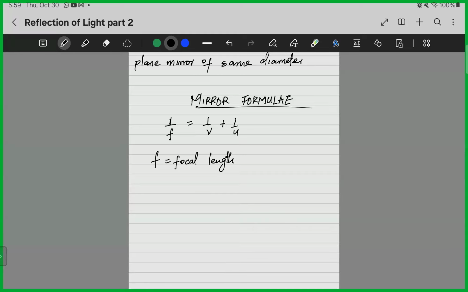Let's say F is focal length. Just put it like that. Let's say V is image distance, and U is object distance. Put it like that.